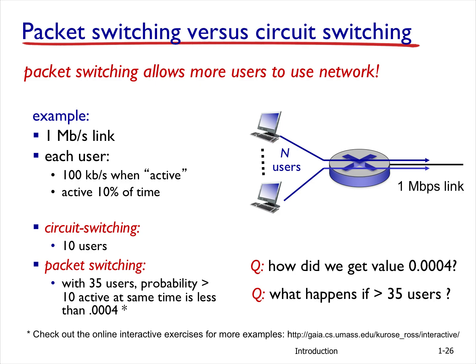So assume, for example, that I have a link at the output here that allows 1 megabit per second. And each user, when active, or we can say that the link allocated to each user, is 100 kilobit per second. But not all the users are active at the same time. And that's what happens in reality.